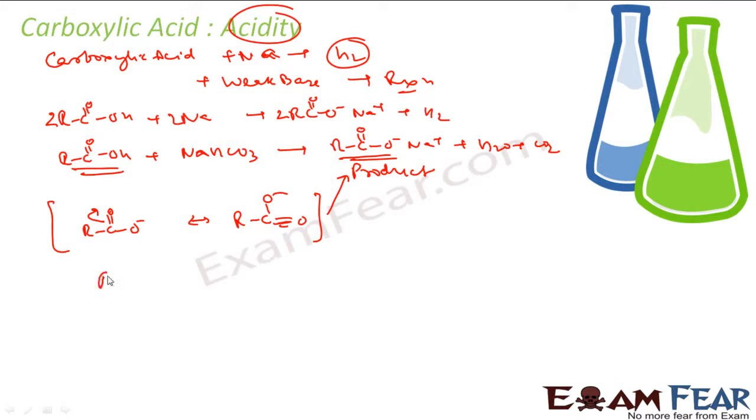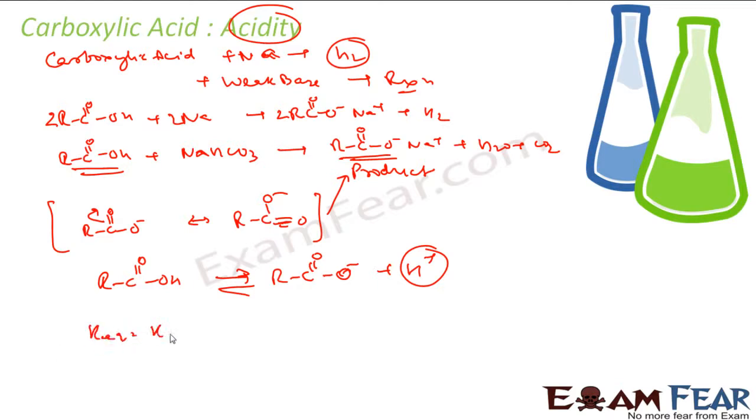So the equilibrium reaction will be like this: RCOOH gives RCOO minus and H plus, and this is stable. So this is the equilibrium reaction, and it is giving H plus ions. So if you see, the K equilibrium or K acid dissociation constant will be the concentration of RCOO minus times the concentration of H plus, divided by the concentration of RCOOH. This is the formula.